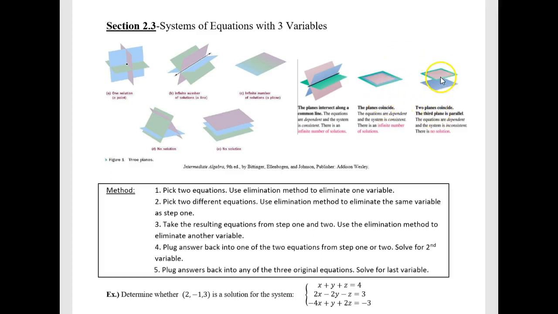This third scenario over here says the two planes coincide and the third is parallel. So the equations are dependent, right? These two that are the same are dependent, and the system is inconsistent. Because these are parallel, they'll never all three have a common point, and it's inconsistent. So no solution would be inconsistent. A solution or infinitely many solutions is consistent.